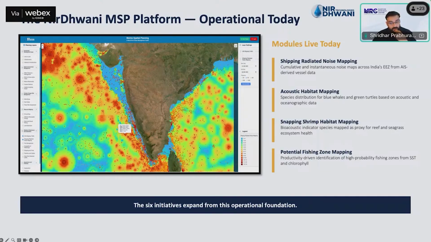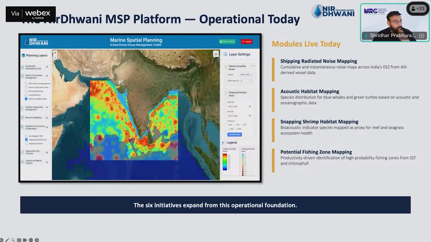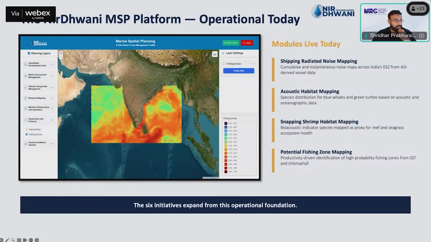We've also done some work on acoustic habitat mapping for blue whales, turtles, and snapping shrimps. We have done some work on potential fishing zone mapping as well. This is again live, in terms of identifying the high probability fishing zones based upon the sea surface temperature, the chlorophyll data, and all those different components. Again, we've seen variation in this both quarterly as well as across two weeks, based upon how the monsoon is, which season it is, and so on.